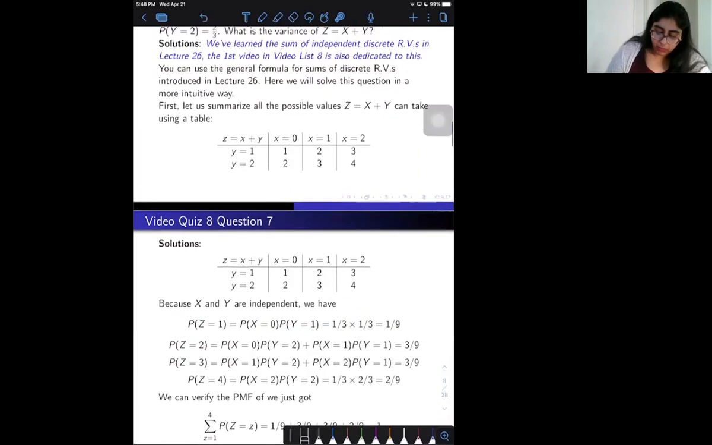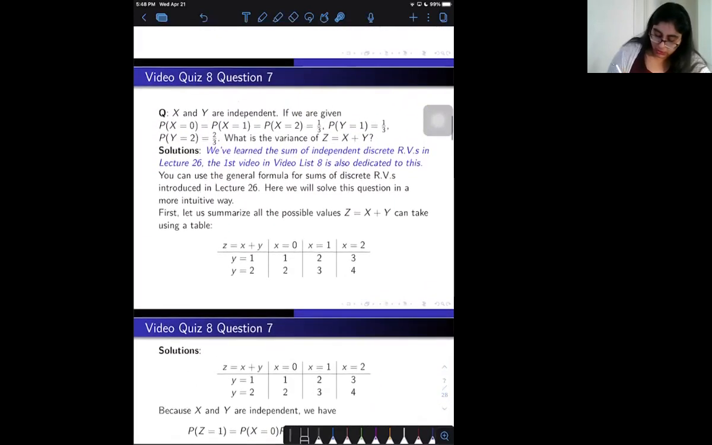Now we have to find when Z has to be 2. There are 2 places. So what should we do? What are the 2 possible X and Y's when Z can be 2?